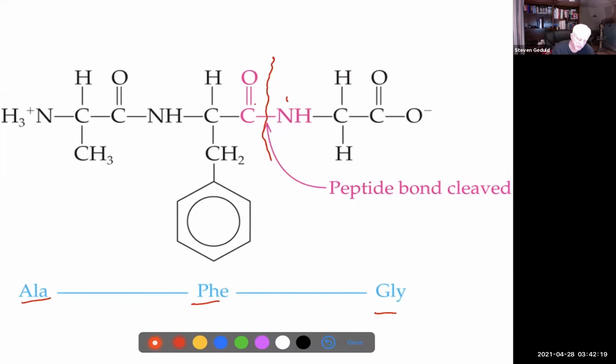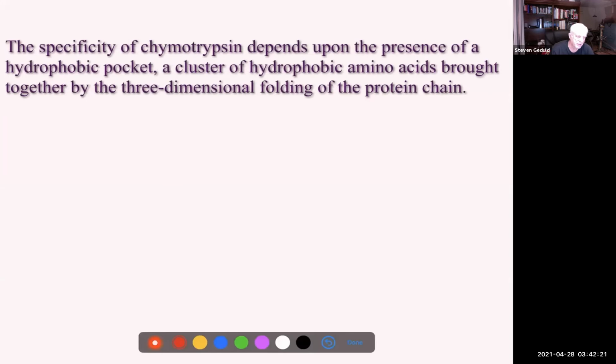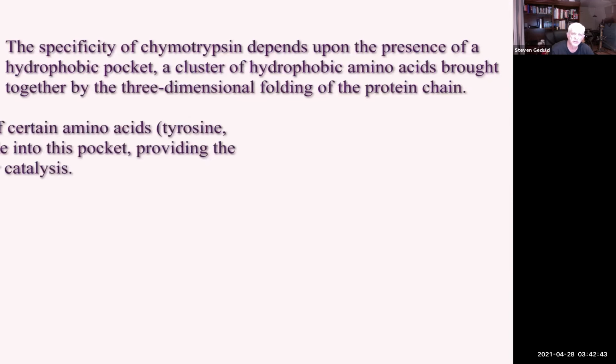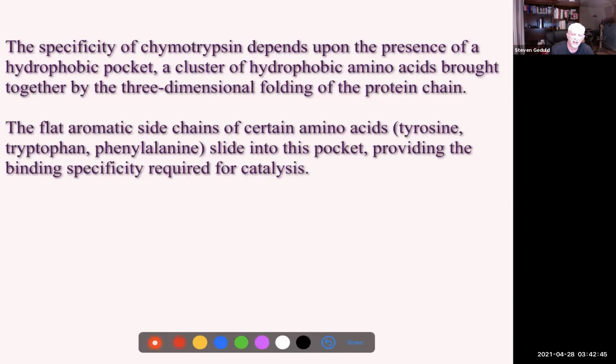That's what chymotrypsin does. The specificity of chymotrypsin depends on the presence of a hydrophobic pocket. So you have a cluster of hydrophobic amino acids brought together by the three-dimensional folding of the protein chain. If you have that hydrophobic environment, then chymotrypsin comes in there and cleaves the amino acids at the carbonyl junction. The flat aromatic side chains of certain amino acids like tyrosine, tryptophan, and phenylalanine slide into the pocket.